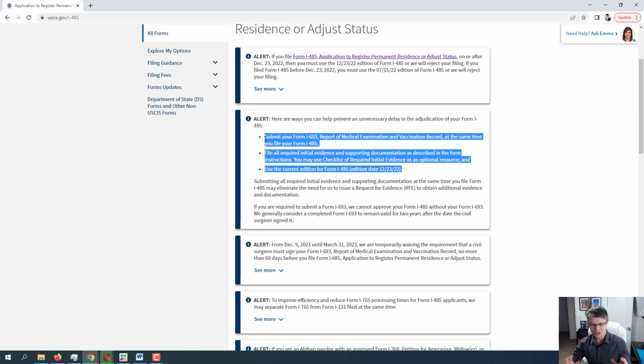Combine your application into one mailing package, and don't send everything separately, and that will speed up the process.